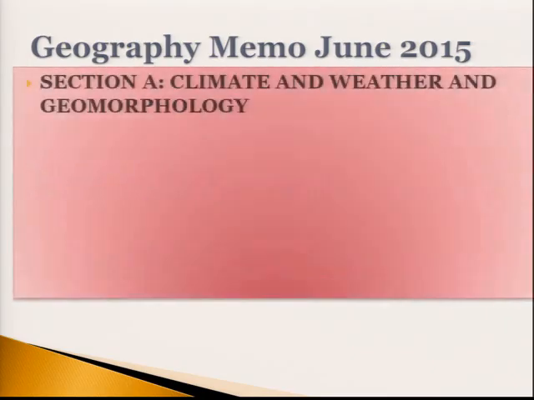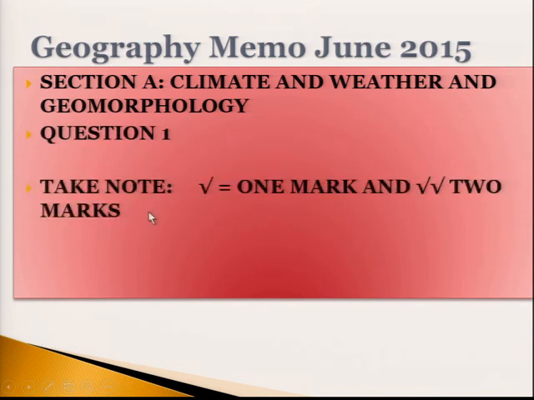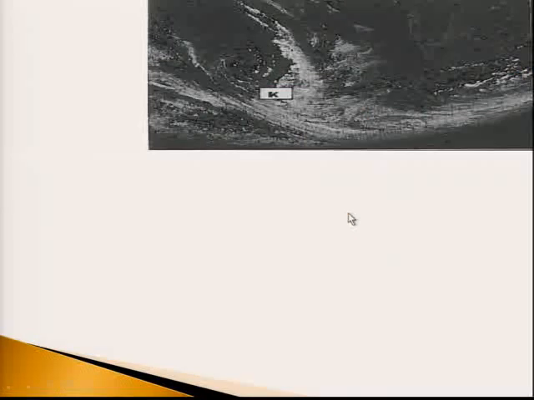Today, we'll get a different style in doing it. We'll have a question and an answer just to make sure that we are on par with the whole paper. The first section will be our climatology, which is the weather and climate, and the geomorphology part. That will be our question 1. We have to take note, colleagues, that this symbol represents our 1 mark, and this will represent our 2 marks.